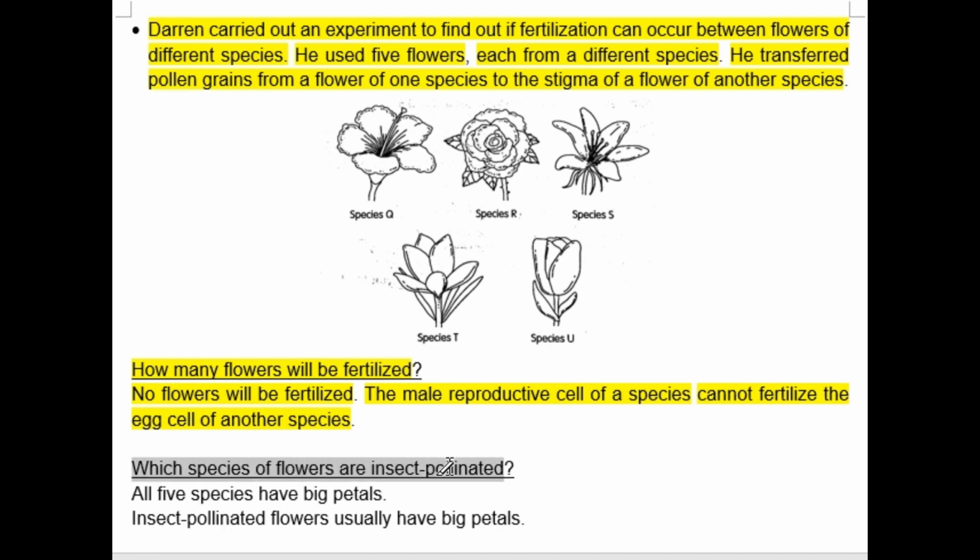Which species of flowers are insect-pollinated? All 5 species have big petals.